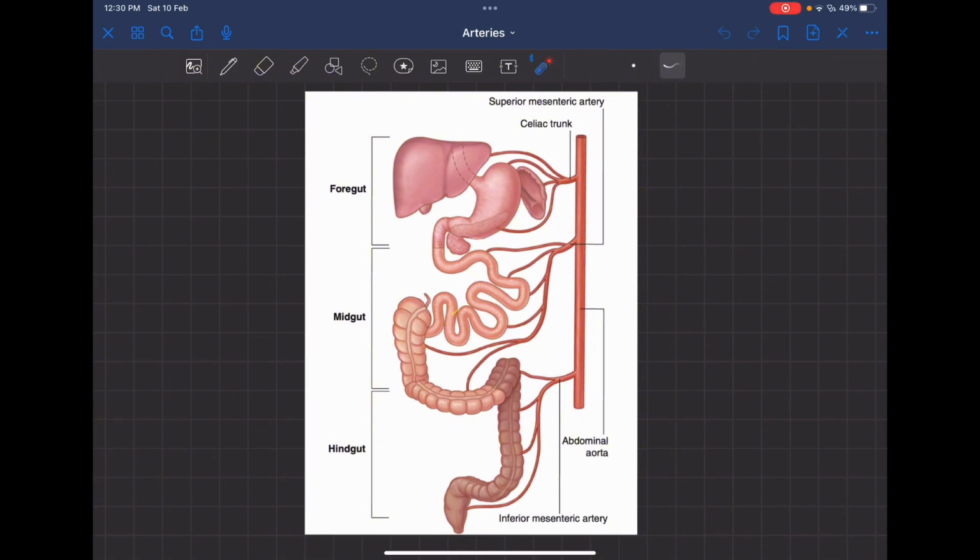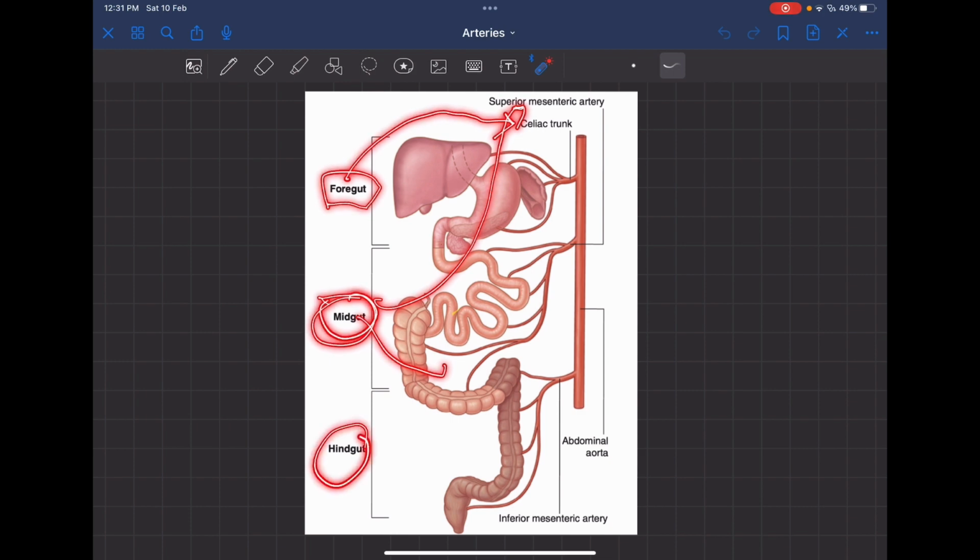Now, before discussing the gastrointestinal system or its arterial supply, I first wanted to divide the GIT tract into three main parts: the foregut, midgut, and hindgut. Of course, if the organ lies in the foregut, its arterial supply is going to be from the celiac trunk. If it lies in the midgut, its arterial supply will be the superior mesenteric artery, and if it lies in the hindgut, its arterial supply will be the inferior mesenteric artery.